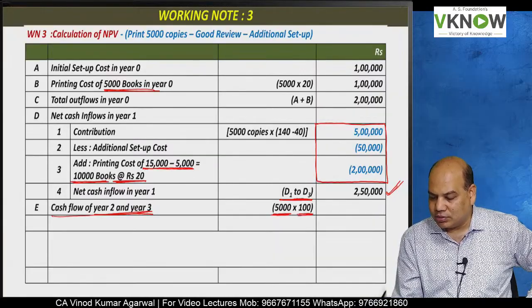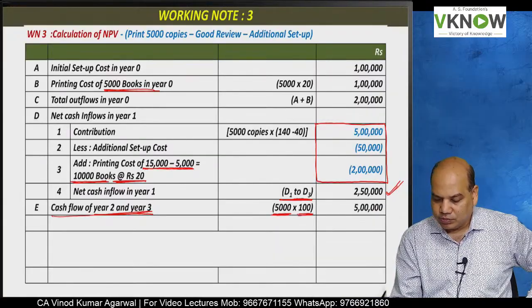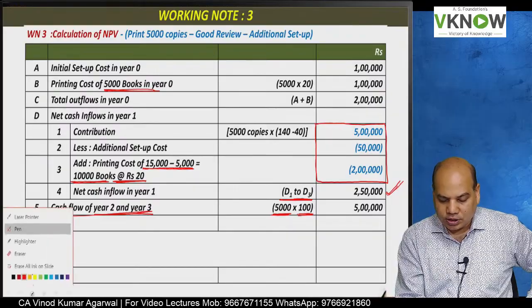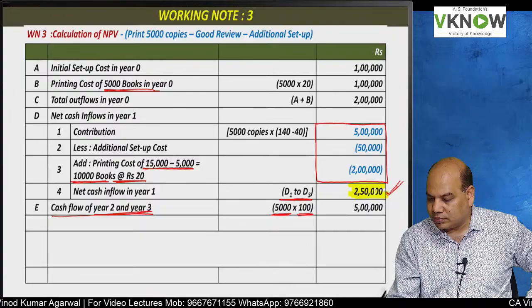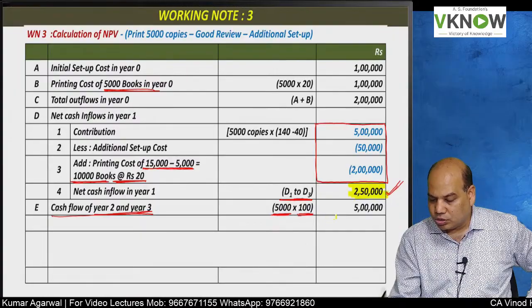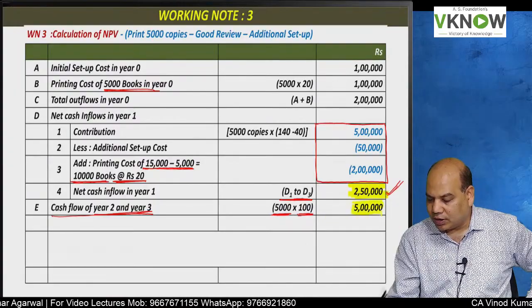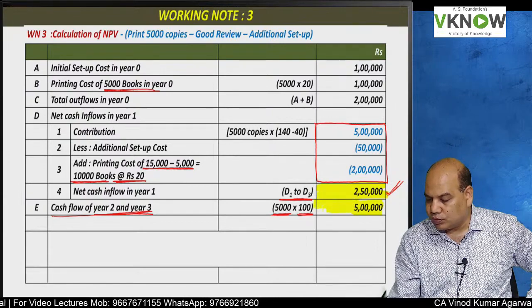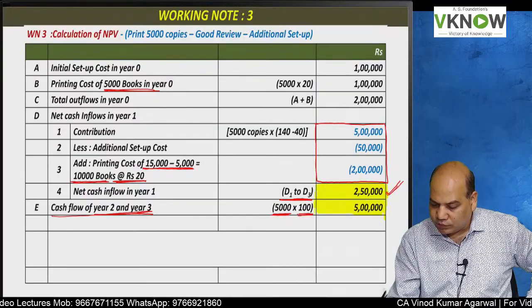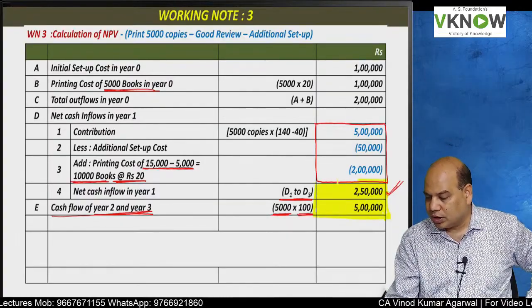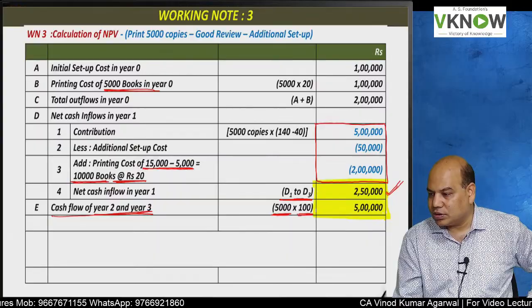5,000 into 100, that is 5 lakh. So my cash flow is, understand, year 1 2,50,000, year 2, year 3 5 lakh each. Can we compute the present value of this now?